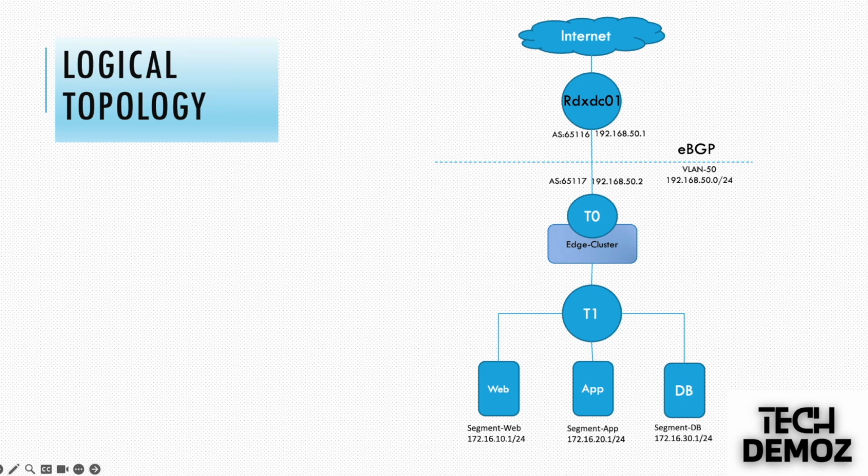Moving to the last slide, this is our logical topology where we have to create T1 and T0. T0 is going to talk to DC1, which is our router, and then it's going to talk to the internet. Under the three segments, the agenda is to get these three networks to reach the internet. So we are going to start the demonstration of how we have configured this.